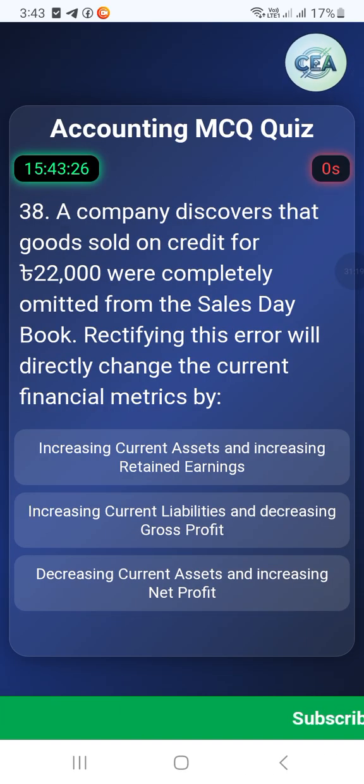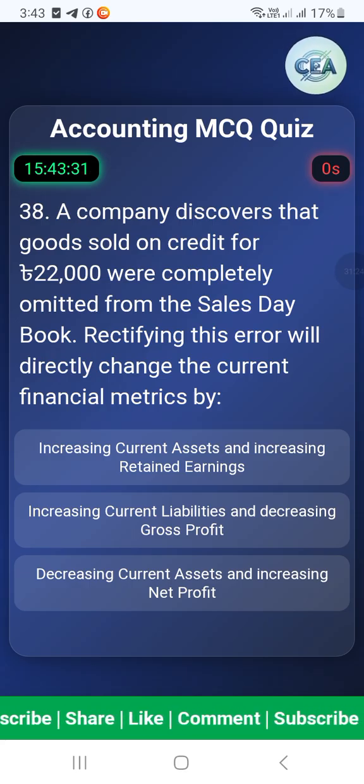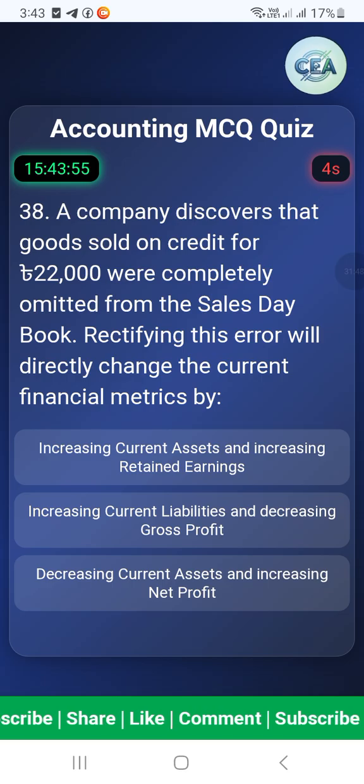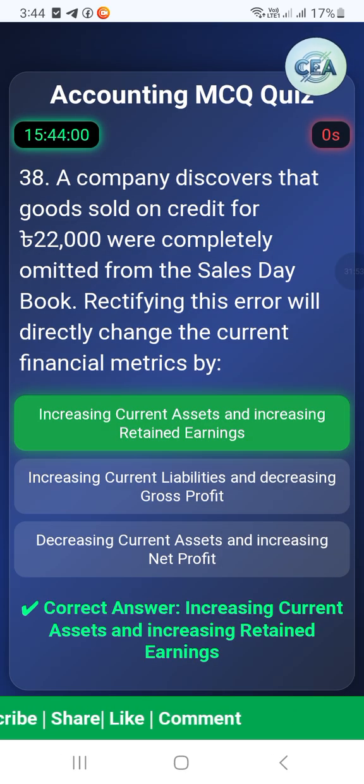38. A company discovers that goods sold on credit for 22,000 takas were completely omitted from the sales day book. Rectifying this error will directly change the current financial metrics by Option 1. Increasing current assets and increasing retained earnings. Option 2. Increasing current liabilities and decreasing gross profit. Option 3. Decreasing current assets and increasing net profit. Correct answer is increasing current assets and increasing retained earnings.